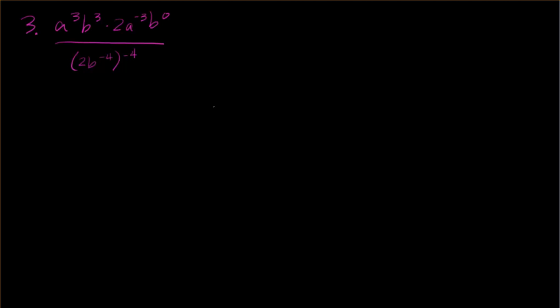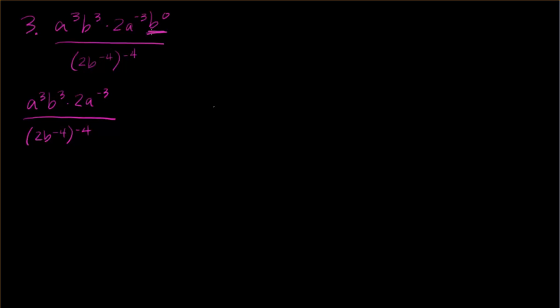Okay, let's get started with the number 3 example from the class. The very first thing I'm going to do, as I've always done, is get rid of that b to the 0. Any exponent to the 0 becomes 1. Let's go ahead and rewrite that. It's a to the third, b to the third times 2, a to the negative 3 over 2b to the negative 4 times negative 4. Okay, I just got rid of that b to the 0. I just simplified it to 1.